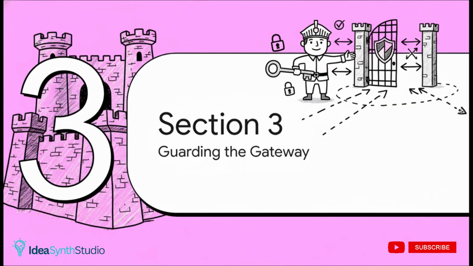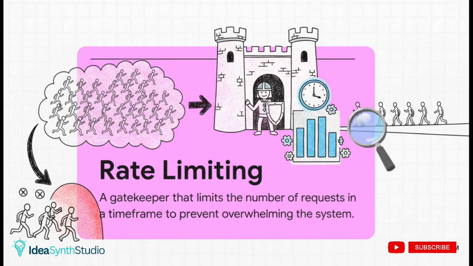Okay, so our walls are up, they're strong. But a fortress is pretty useless without some intelligent guards at the gate, right? So let's move on to section 3, guarding the gateway. It's time to control the flow of traffic. The very first guard we need to post is a gatekeeper we call rate limiting. And its job is simple, but it is so critical.